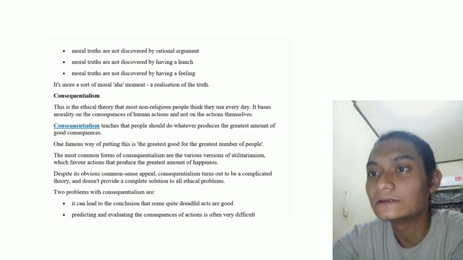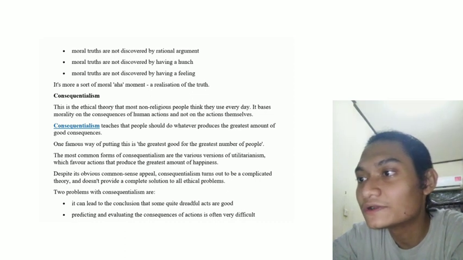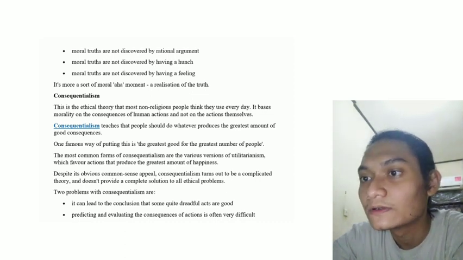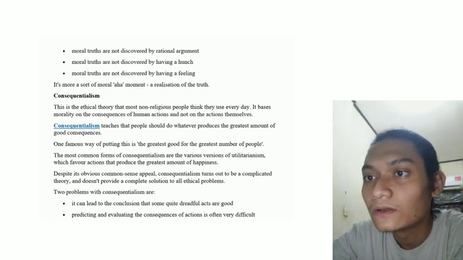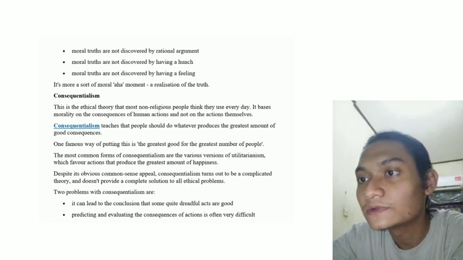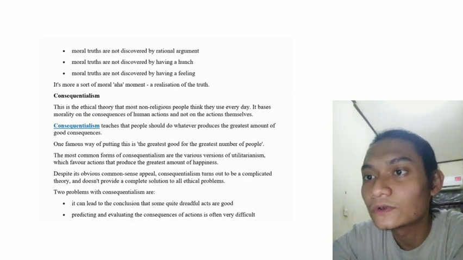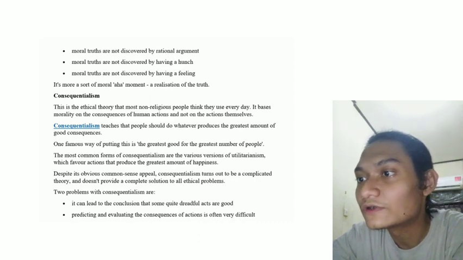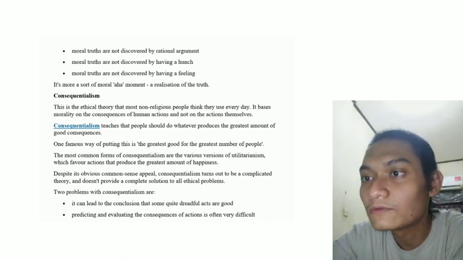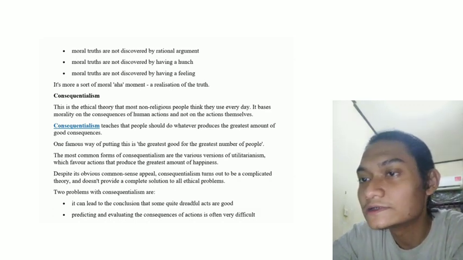Consequentialism. This is the ethical theory that most non-religious people use every day. It bases morality on the consequences of human action and not on the actions themselves. Consequentialism teaches that people should do whatever produces the greatest amount of good consequences. One famous way of putting this is the greatest good for the greatest number of people.